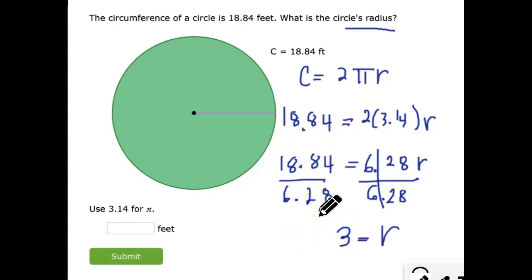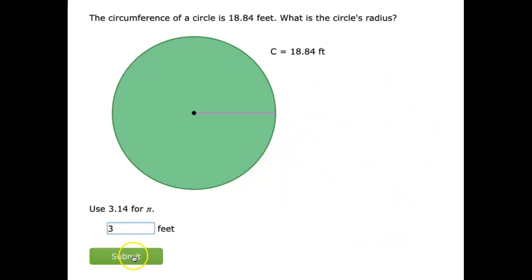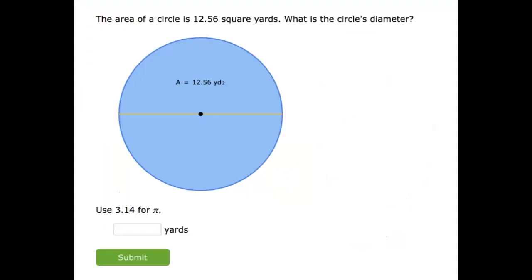You could do your long-hand division, but why would you do that? Use your calculator. So the answer is 3. Let's check if we are correct. All right, 3, turn it in.